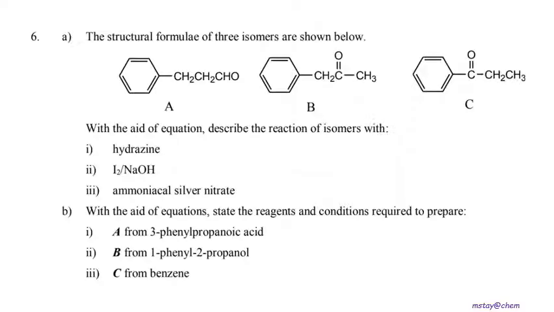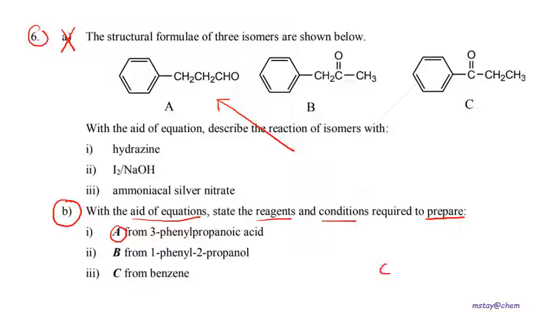Okay, now we are at tutorial question number 6. Question A we already discussed in the last video, so today we continue with question B. With the aid of an equation, state the reagent and condition required to prepare A. A is the product from 3-phenylpropanoic acid.